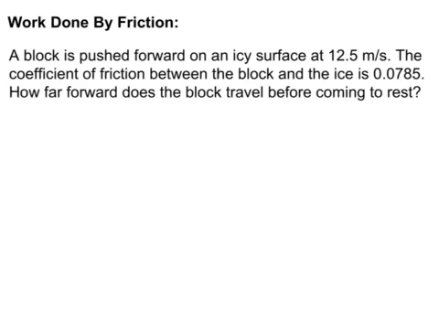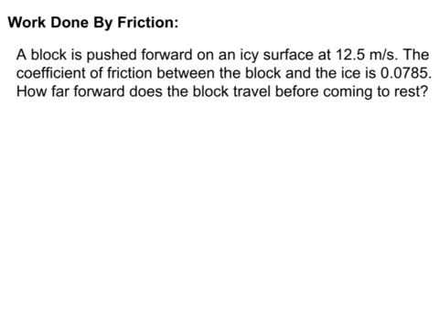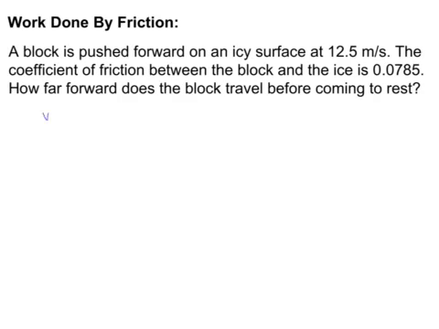So there's a couple of things that we know, the givens. We know that the initial velocity of the block is 12.5. They're basically telling us find the distance that it travels, find how far forward it goes, when the final velocity is 0. And the coefficient of friction is 0.0785. So a problem like this is best solved with the work kinetic energy theorem.